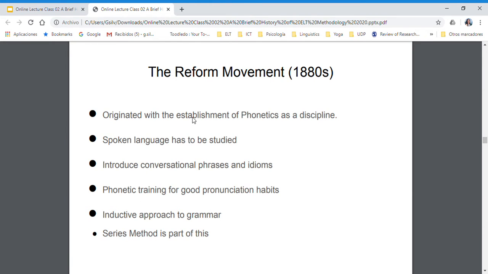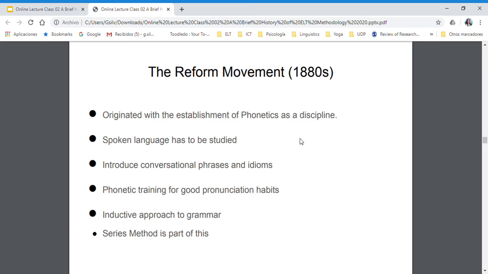Okay, this is part 3. So we are done with the grammar translation method, and then the reform movement started. This is still in old times, in the 1880s.